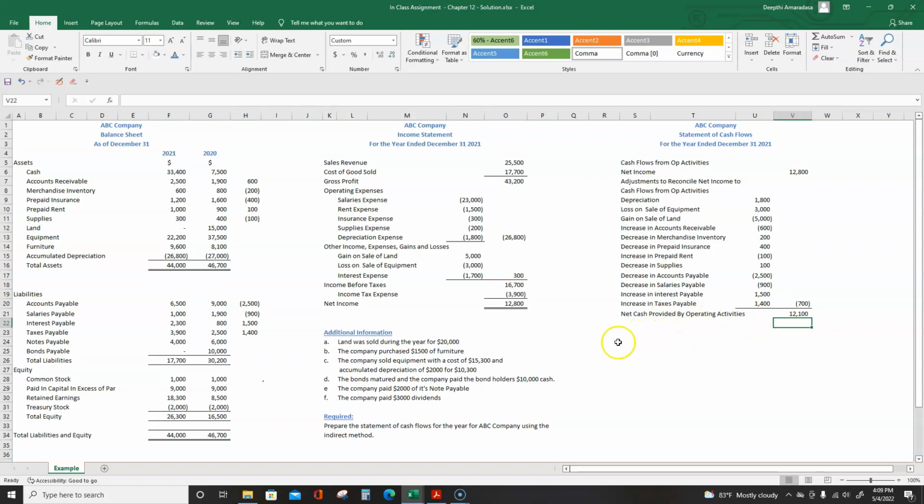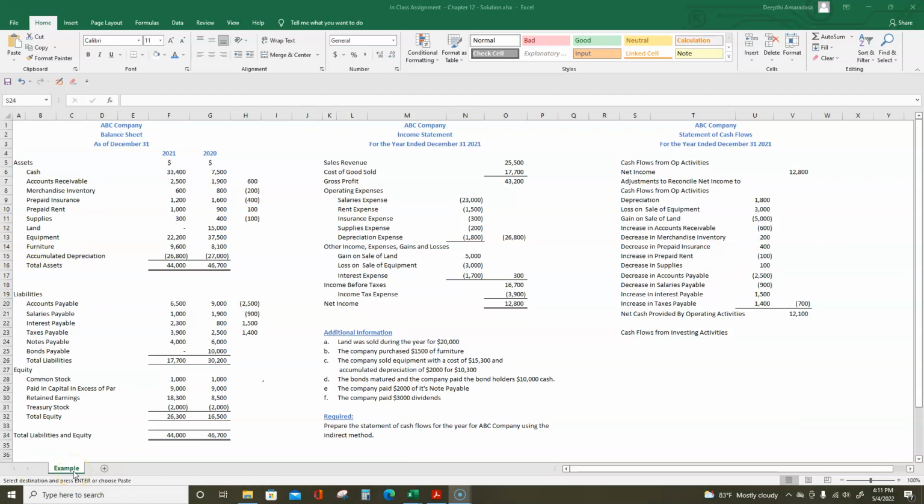But in this case, it is a positive number, so we're going to say net cash provided by operating activities. The next section we're going to work on is cash flows from investing activities. Investing activities have everything to do with long-term assets. So we're going to be looking at the balance sheet and looking at the long-term assets, which is land, equipment, furniture, and of course accumulated depreciation that's related to the long-term assets.